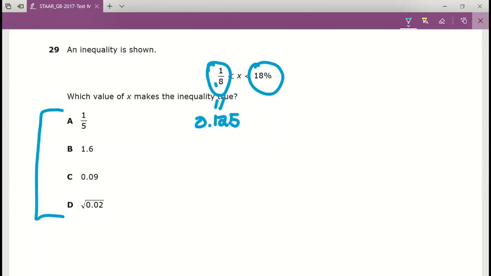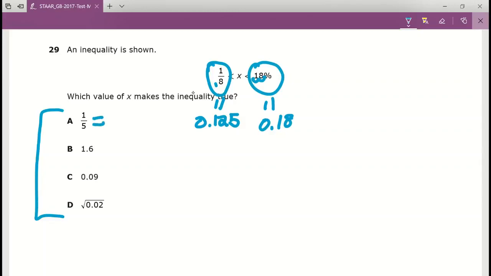Alright, 18%. For this one, we use Dr. Pepper, and we just move the decimal point 2 places to the left, so we get 0.18. So what we are doing is we're finding which answer choice, A through D, is between 0.125 and 0.18. So again, we want to convert all of these answer choices into decimals. So let's do this one.